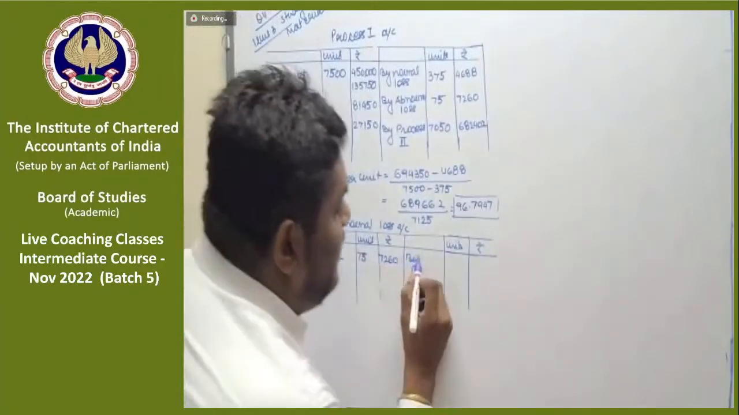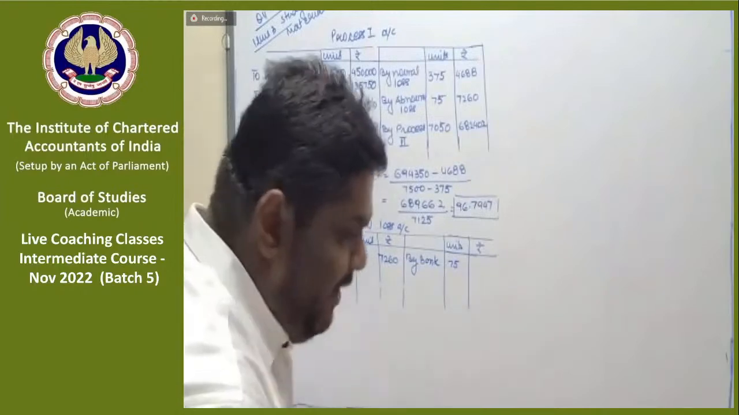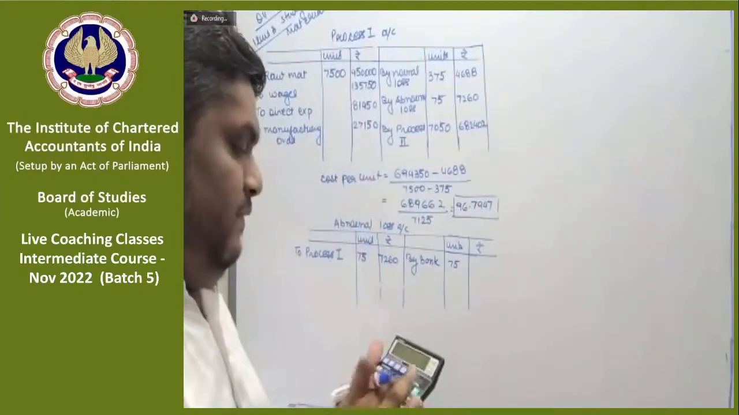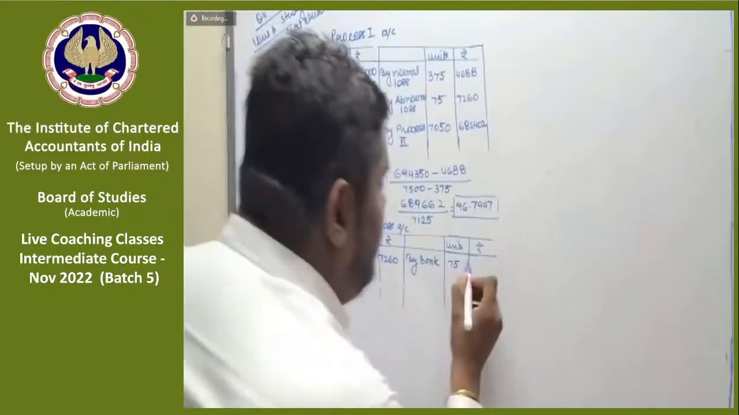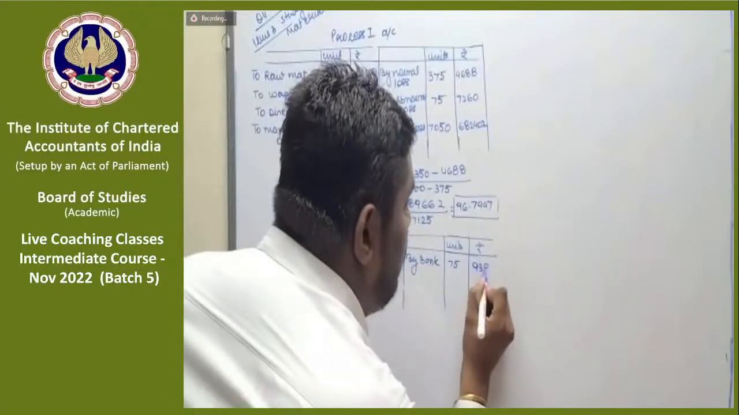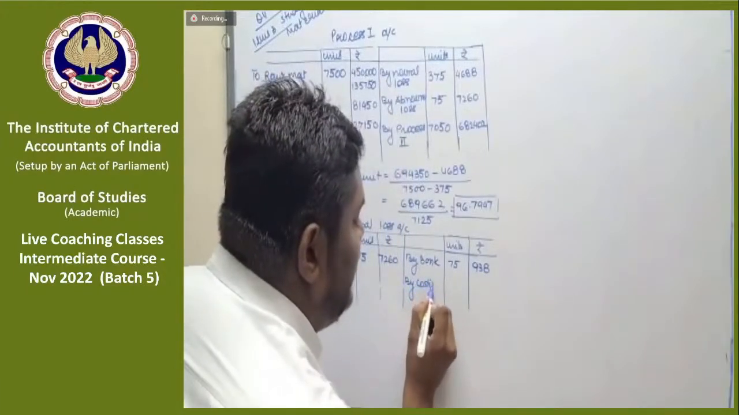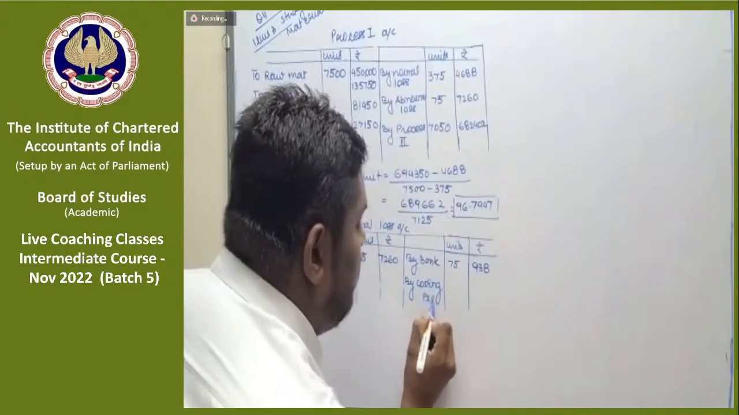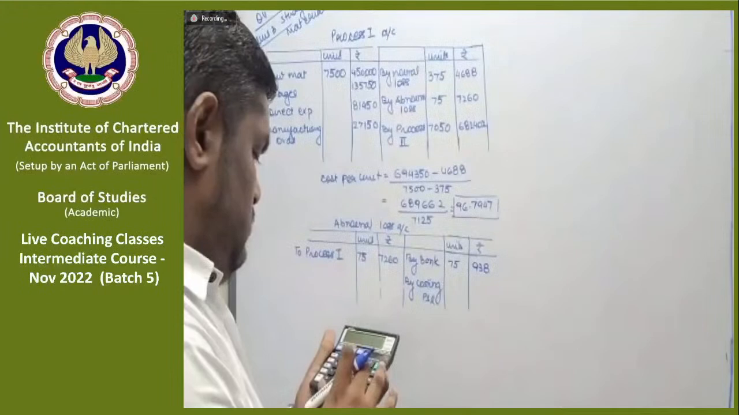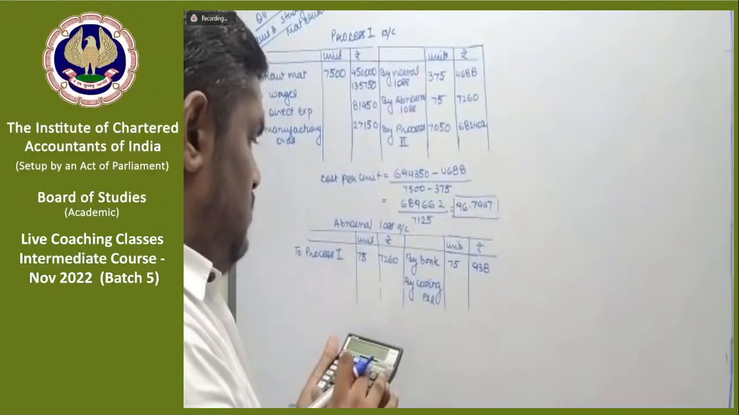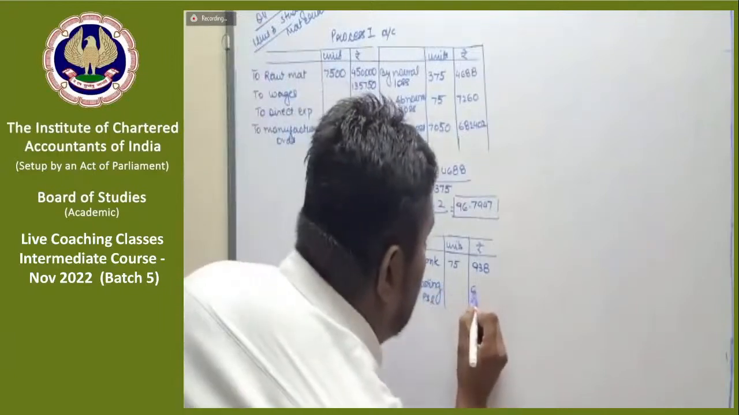So, by bank, 75 into 12.5, that is 938. So the balance amount will be transferred to costing P&L, that is 6,322.